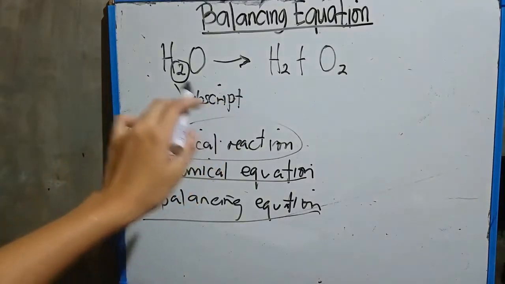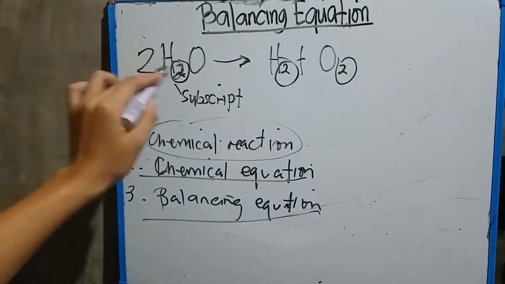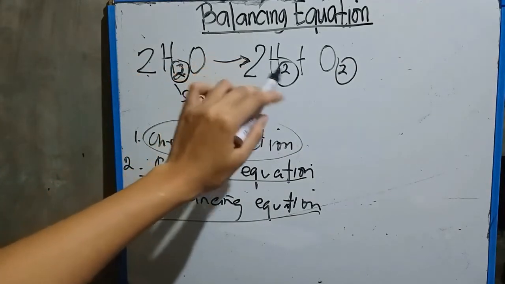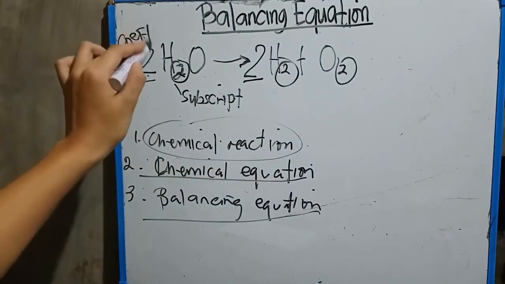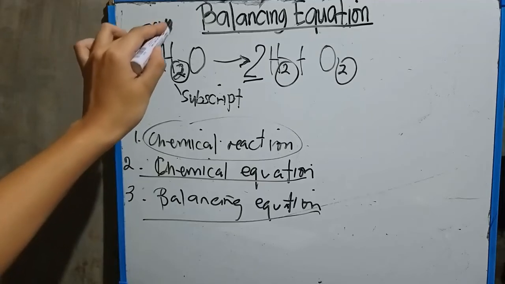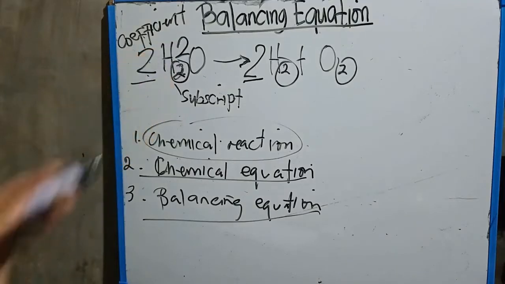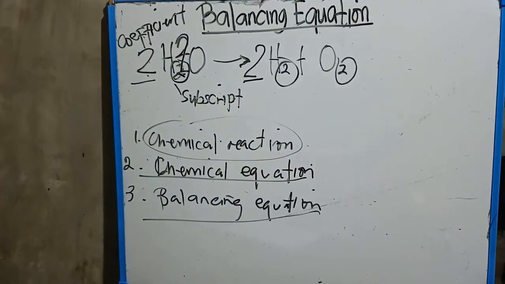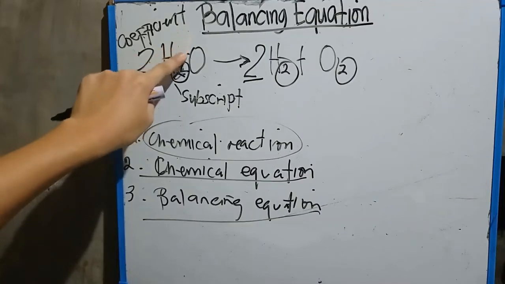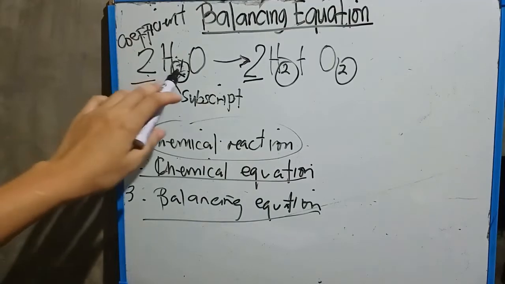Just like this one, this is called a subscript. Then, if you put a number here, it is called the coefficient. So this is the coefficient. You cannot write a coefficient in the middle of a compound. If you write 2 between a compound, it is already wrong. You must write a coefficient before the first element of a compound, just like the water.